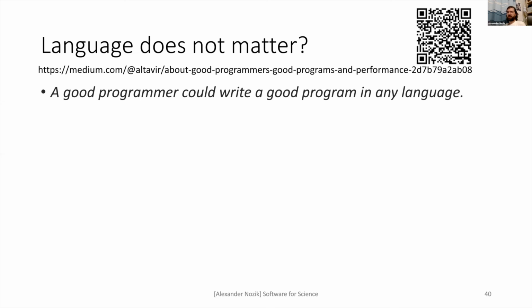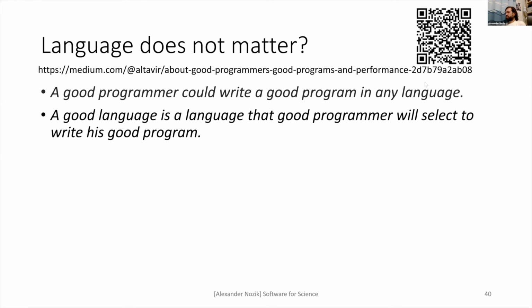The first statement: a good programmer can write a good program in any language or ecosystem. Ecosystem is much more important than language. A good programmer will write a good program. I mean that it is not important that the language is good. It is important that it is convenient for the developer to use it. And this is important.